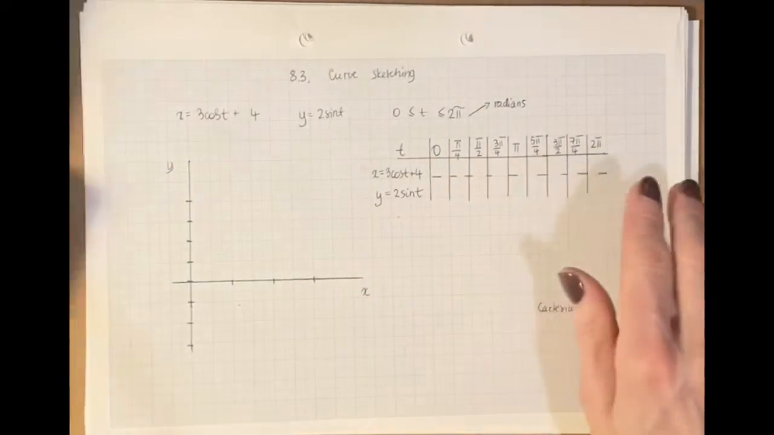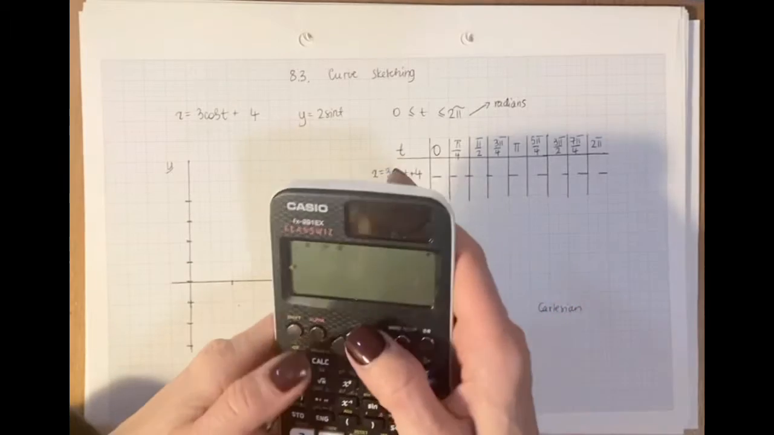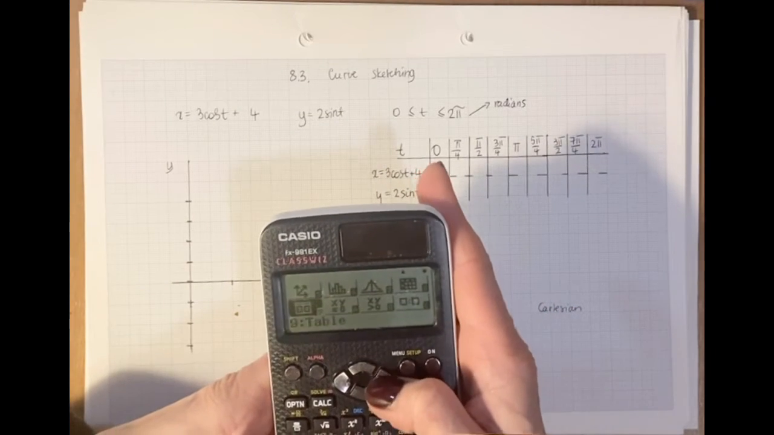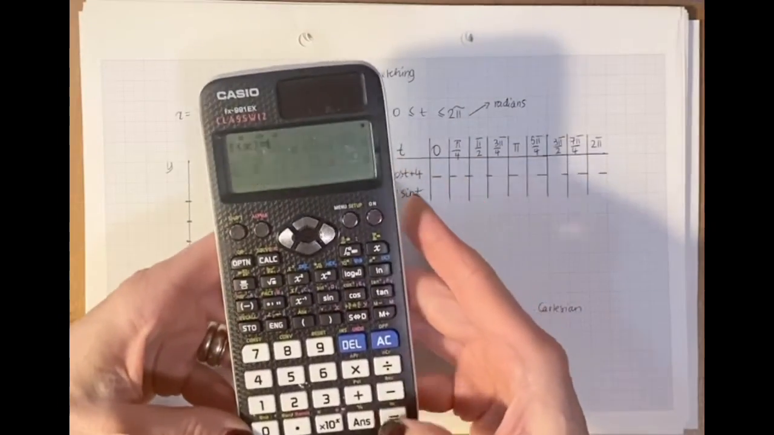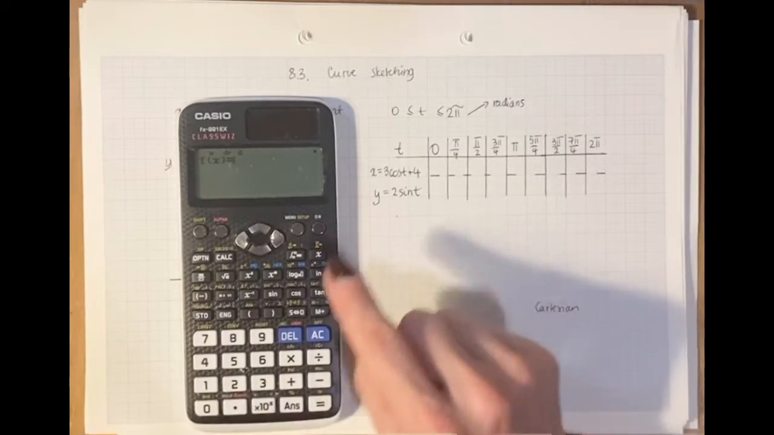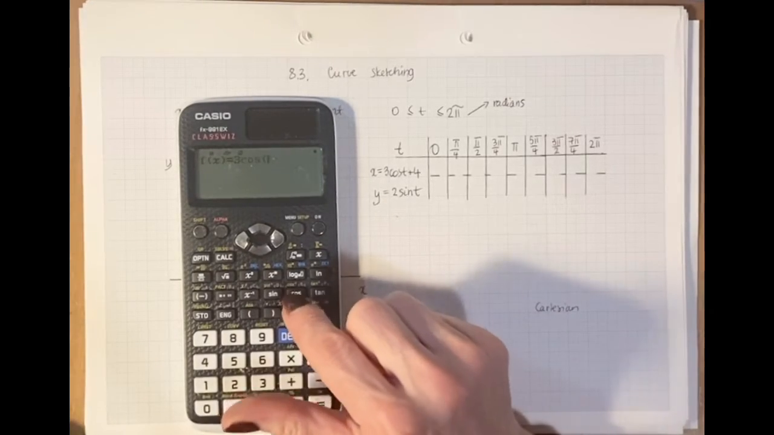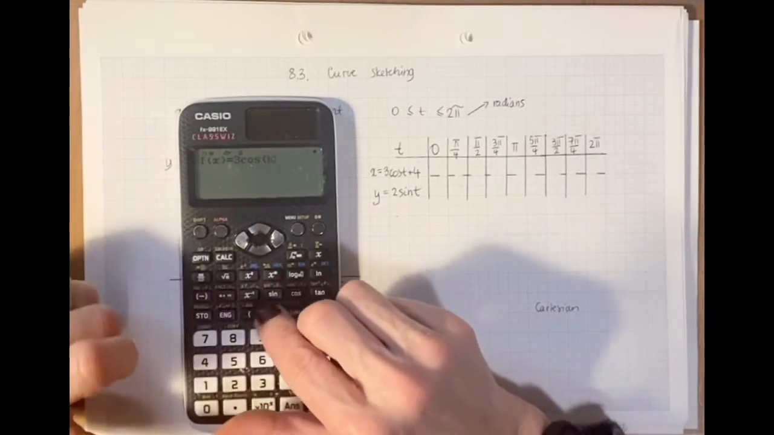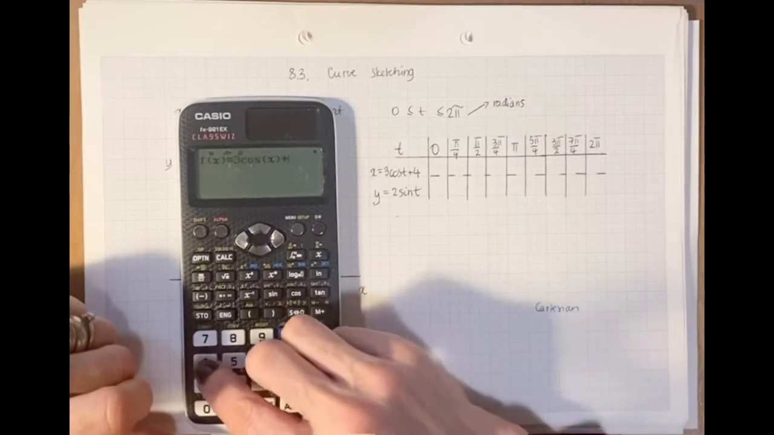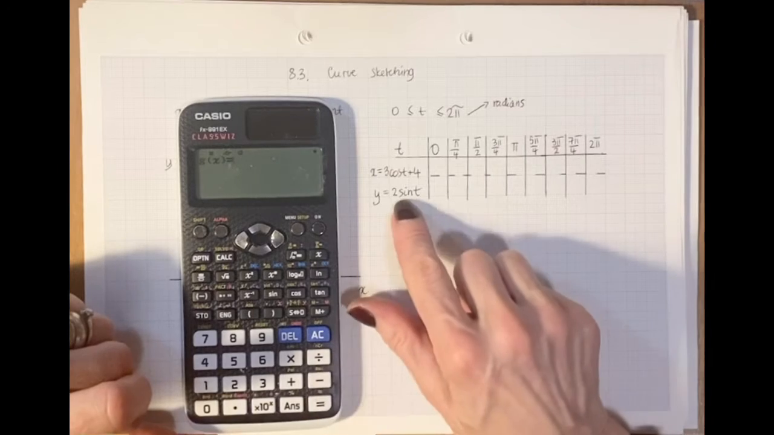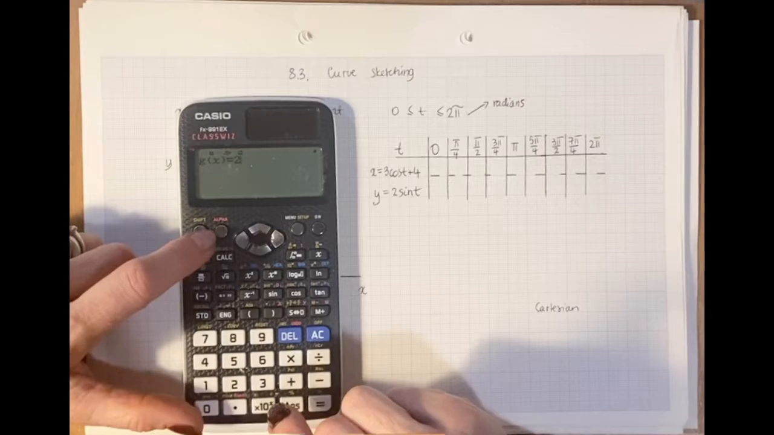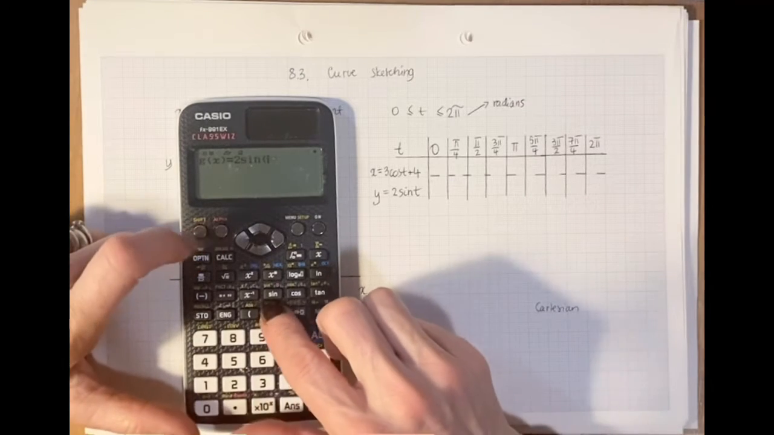The quickest way of generating this table is to go to your calculator and find the table function, which is number 9. It allows you to input two functions. The first function I'll put in is 3 cos t. So instead of t, you put x, plus 4. And then when you press equals, it allows you to put the second function, so you can have a set of two coordinates: sine t.